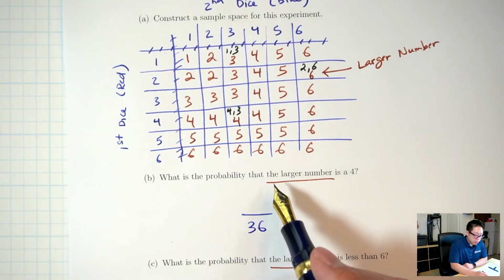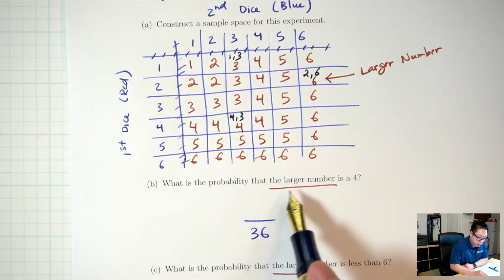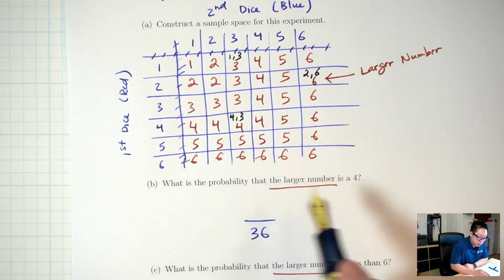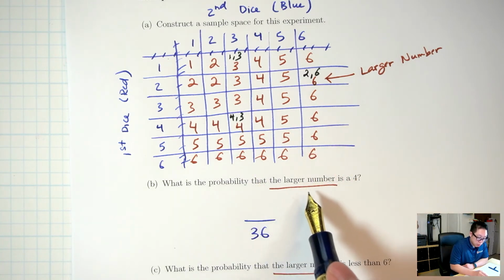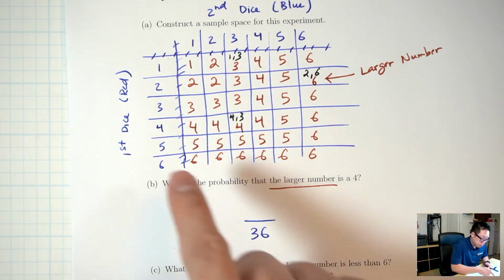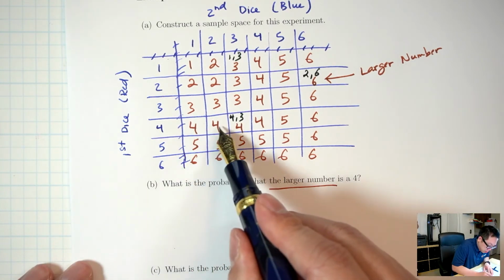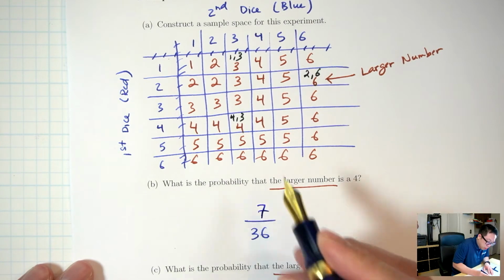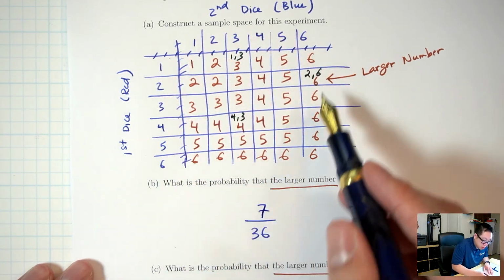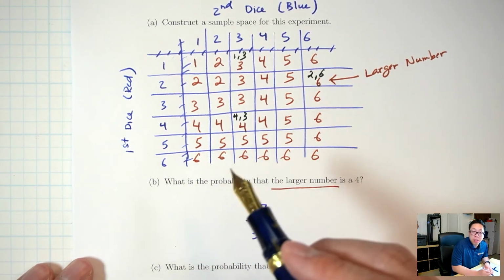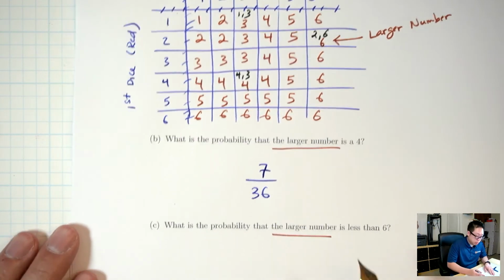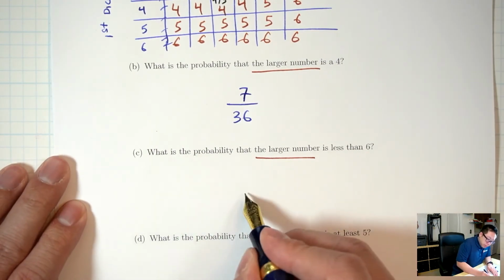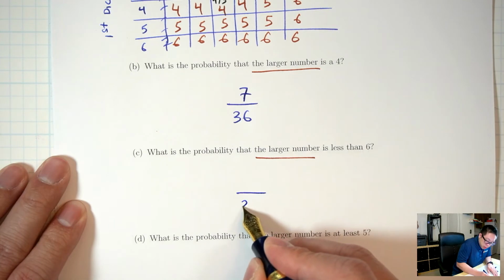And then in how many boxes is the larger number 4? Let's see, 1, 2, 3, 4, 5, 6, 7. Remember, we're not counting the numbers on the outside. We're just counting these red numbers on the inside. So there's 7 out of 36. Part C. Okay, bottom number is still going to be 36.